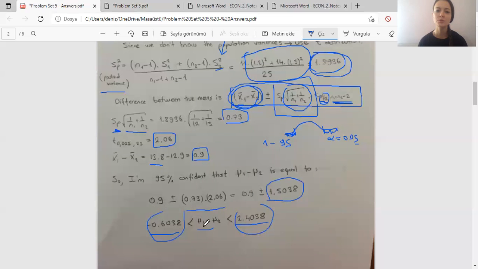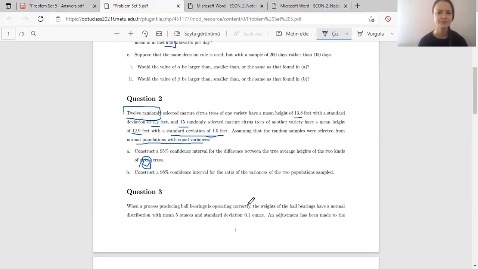Mu1 can be greater than mu2, that's why we get a positive value. And mu1 can be smaller than mu2, so that's why we will get a negative value. Remember here that in the beginning of the question, we assumed that these populations have equal variances. Now in part B, we're going to use this.